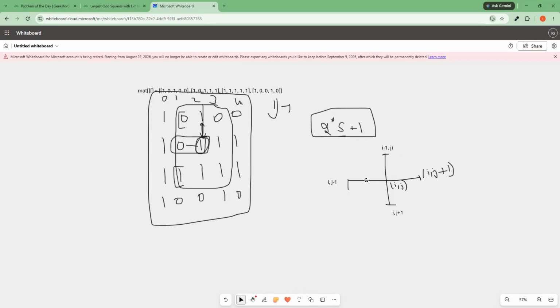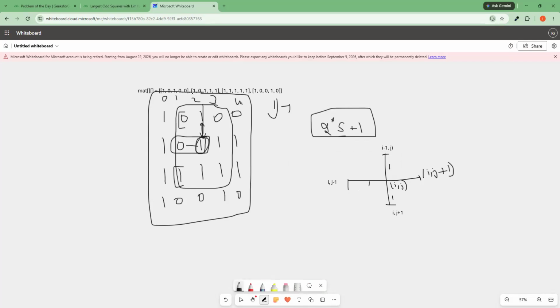So if I'm going 1 length, it will give me 1 side length. So it will give me i comma j minus 1. If I'm going, let's suppose, any length like s, it will give me i comma j minus s, i minus s comma j, something like that. We can get those coordinates.